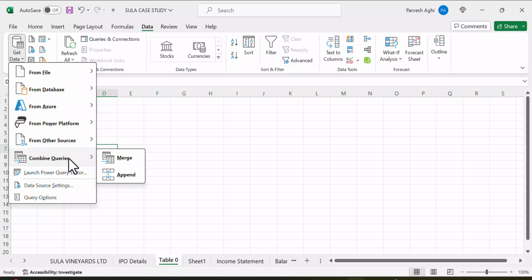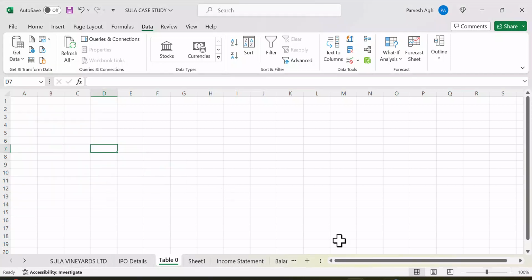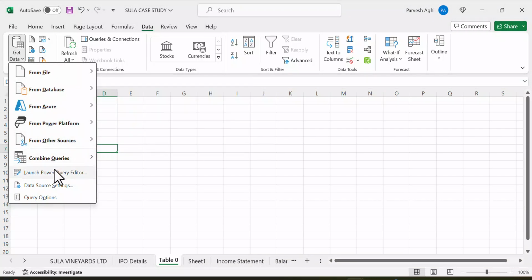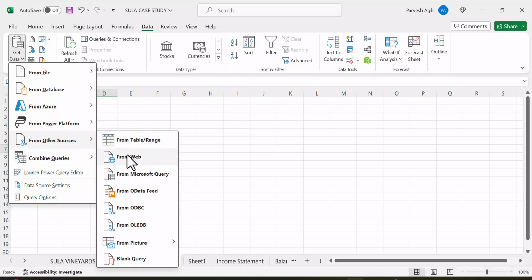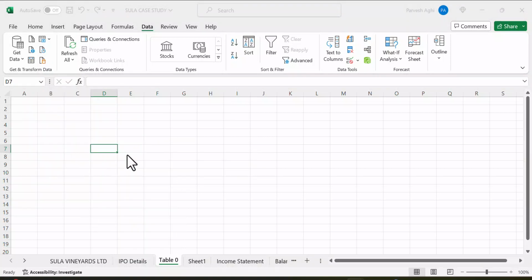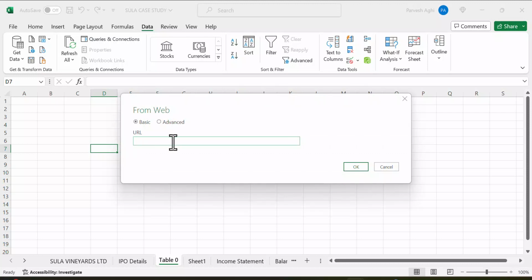That also you can. Okay, so but this is one way, I'm just explaining that this is the best way. Okay, you can pull up data from any site. So I'm just saying get data from other sources. Go to from web. Okay, and it will ask for the URL. So you put the URL. Have you reached here?